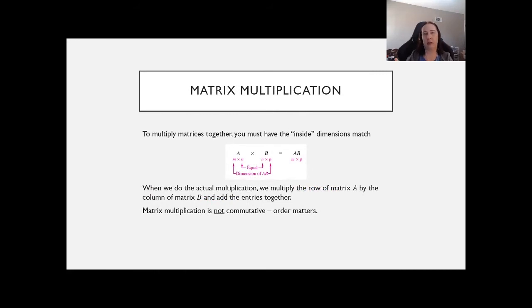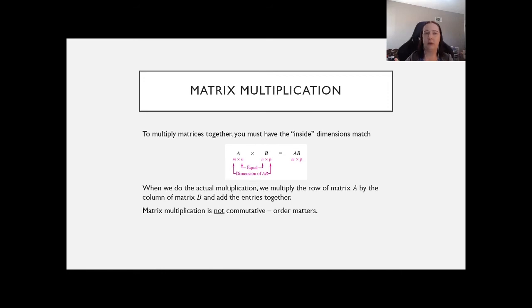So for matrix multiplication, you have two matrices next to each other, and in order for them to multiply, your inside dimensions have to match. In this example, we've got A times B. Whatever A is, if it's 2 by 4, then B needs to be 4 by something. It could be 4 by anything, but those inside dimensions have to be equal for them to multiply. Otherwise, it doesn't work.